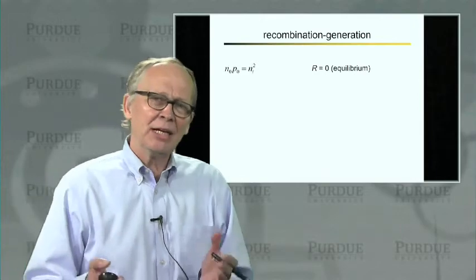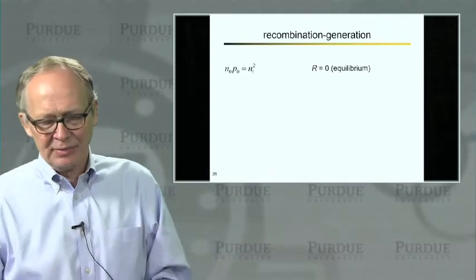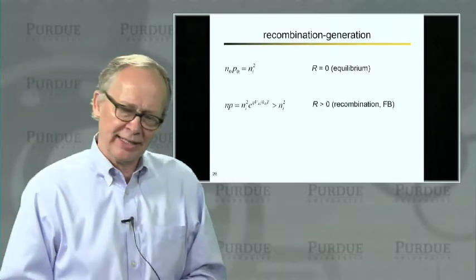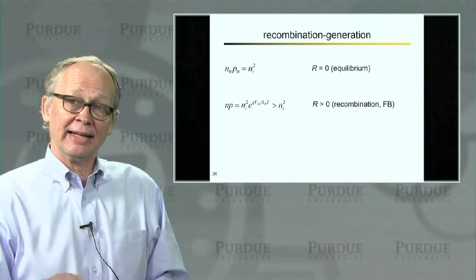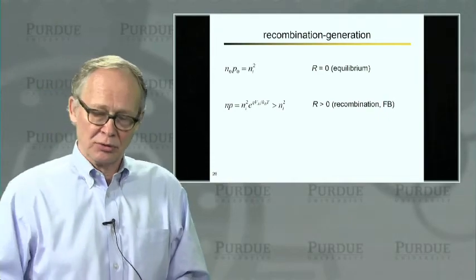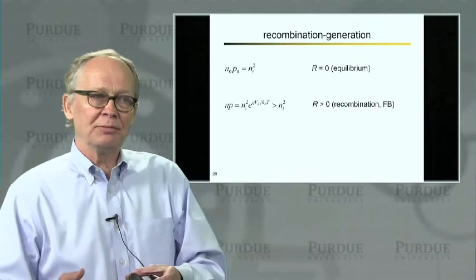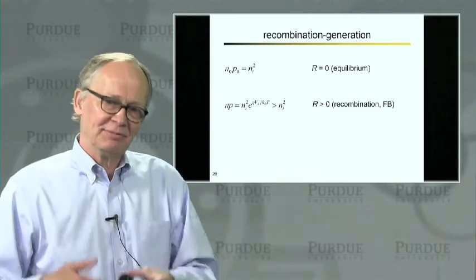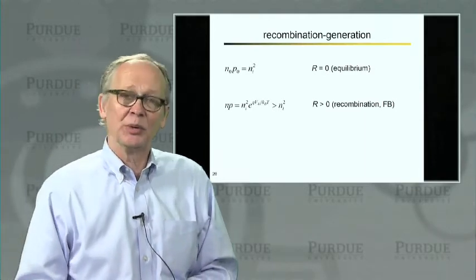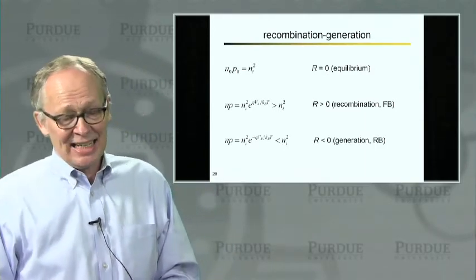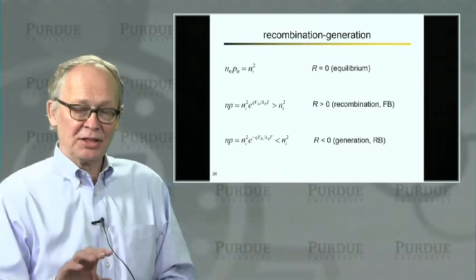So remember, in equilibrium, recombination is equal to generation, so the net recombination is 0. Np is equal to Ni squared. In forward bias, Np is equal to Ni squared times e to the q forward voltage over kT. We have more carriers. The system reacts by forcing them to recombine and try to get back to equilibrium. So we have recombination.